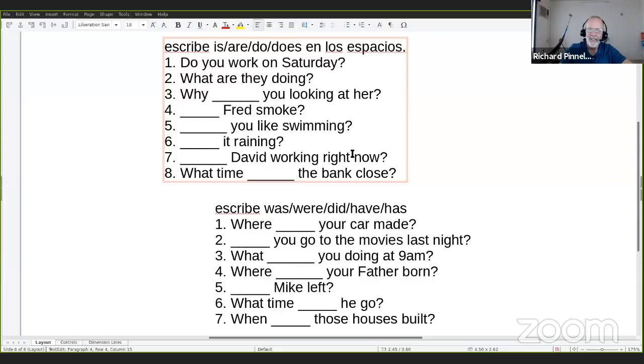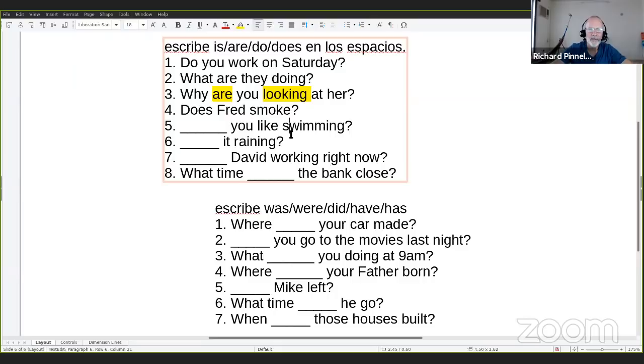Why are you looking at her? Actually, yeah, why are you looking at her? Recuerda que si es el ing, tenemos que usar el verbo be aquí, es decir, presente continuo. Number four. Does. Very good, yeah. Present simple question. Does Fred smoke?